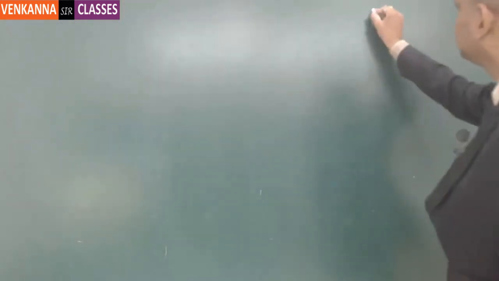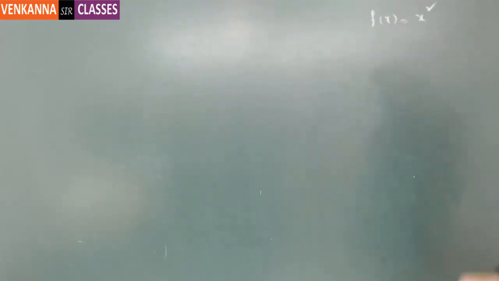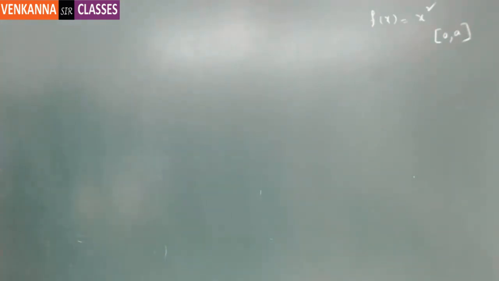Now let us take the problem. Just hold on a moment, I will take that. So let us take the function f of x is equal to x square on the interval 0, a. Now we are going to verify whether it is Riemann integrable or not. If so, what is the integration value?